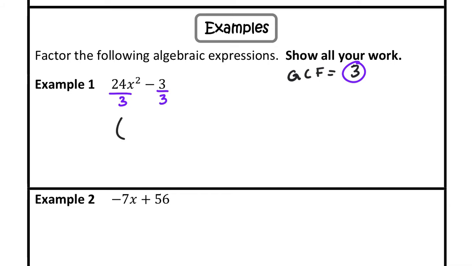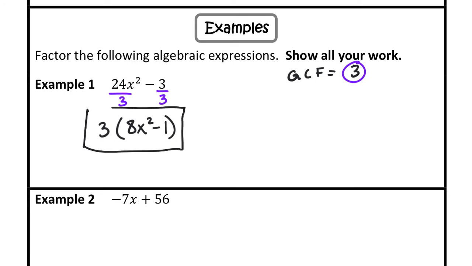And we're going to set up a parentheses. Put the GCF in front of the parentheses and then divide. What's 24 divided by 3? It's 8. Bring down the x squared minus, what's 3 divided by 3? It's 1. So this is my answer.